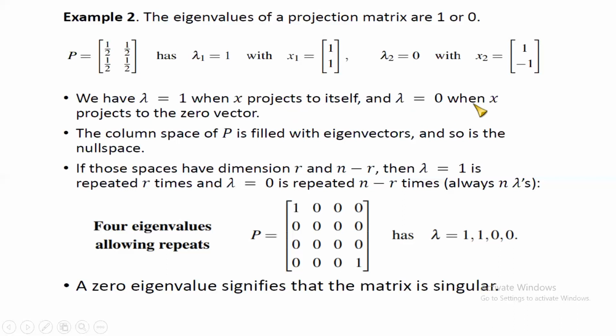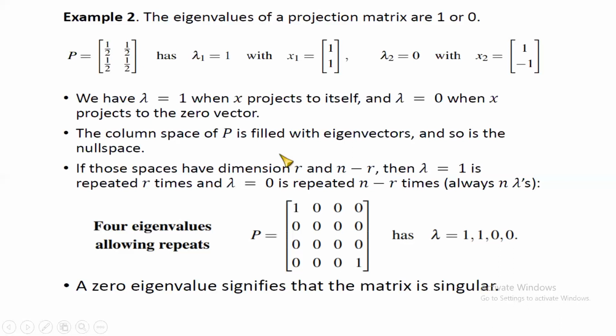And lambda equal to 0 when x projects to a 0 vector. The column space of P is filled with eigenvectors, and so is the null space. You can see that the column space will correspond to the eigenvectors only, and the null space will correspond to, again, eigenvectors.